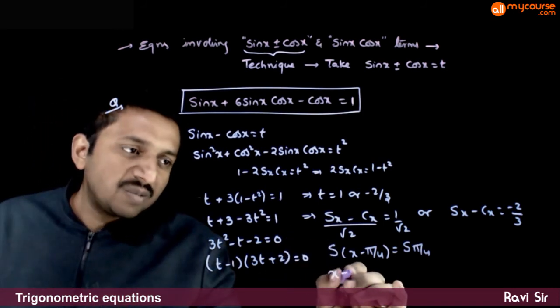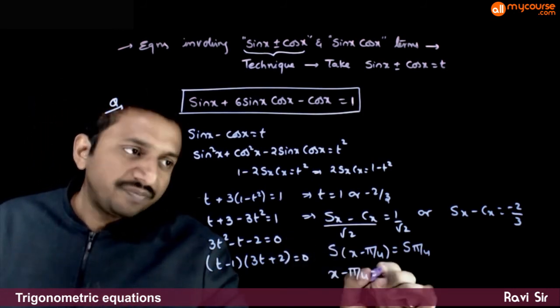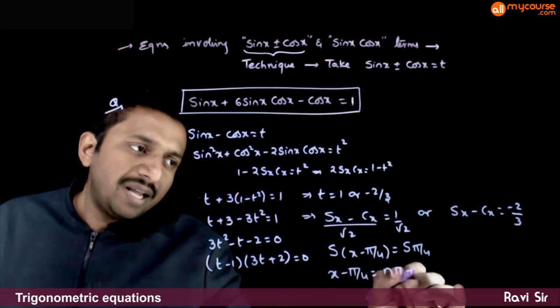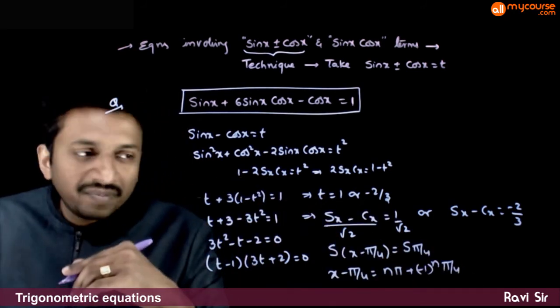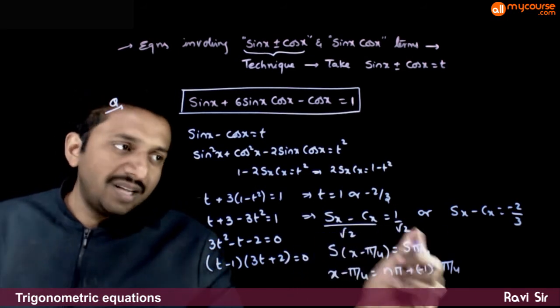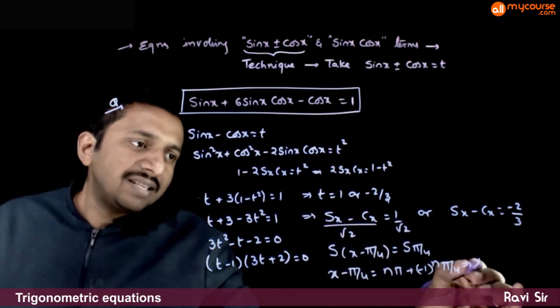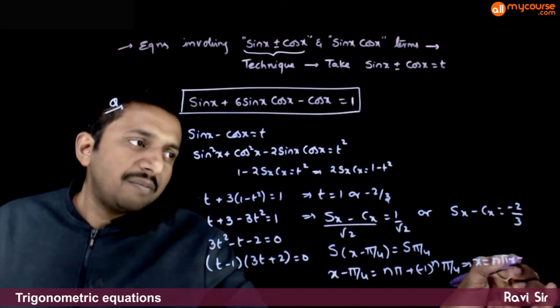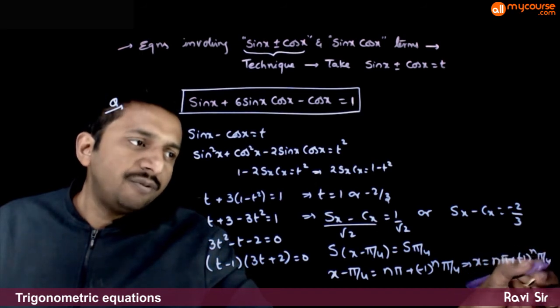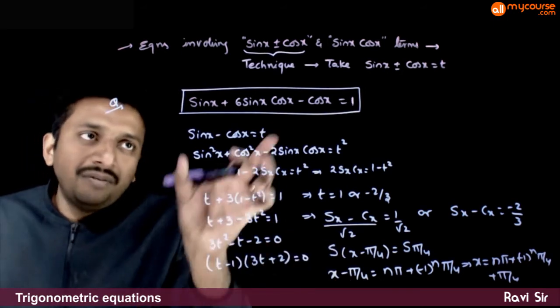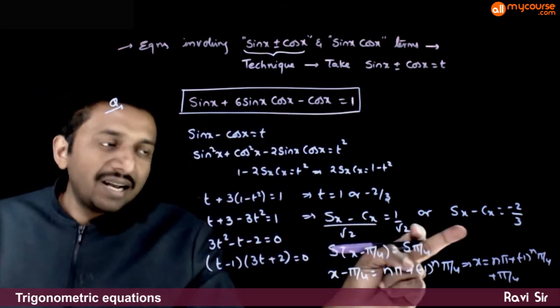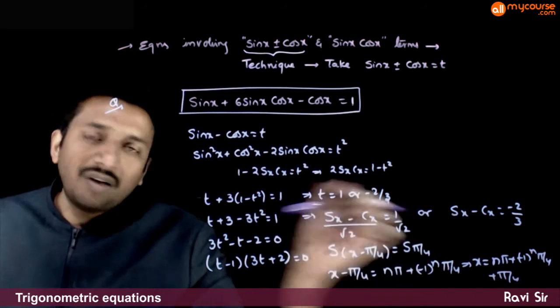So x minus pi by 4 is equal to n pi plus minus 1 whole power n times pi by 4. So if we send this pi by 4 onto that side, you get x is equal to n pi plus minus 1 whole power n times pi by 4 plus pi by 4. This is one part of the solution of this equation. And the second part can be obtained by solving this.